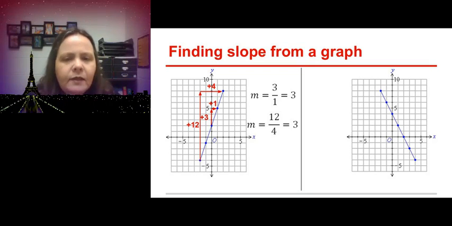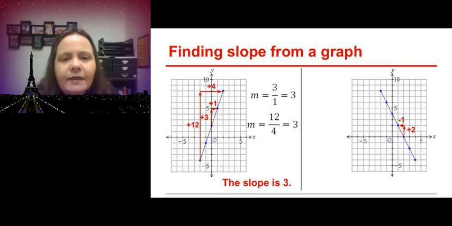So let's look at the next one, and we're going to choose a starting point. Oh, sorry, the slope is 3. I forgot to tell you that. But anyway, we're going to choose a starting point. Here I chose to start at 2, 0, and we're going to go up until we're in line with another point. We went up 2 units, and then we go to the left 1 unit.